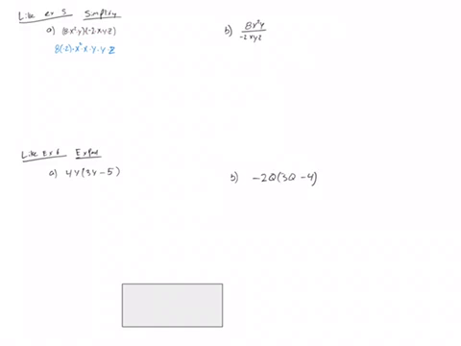Alright, so now I'll simplify. 8 times negative 2 is going to give me negative 16. x squared times x is going to give me x cubed. y times y gives me y squared. And z is just going to give me z. So that's my answer.